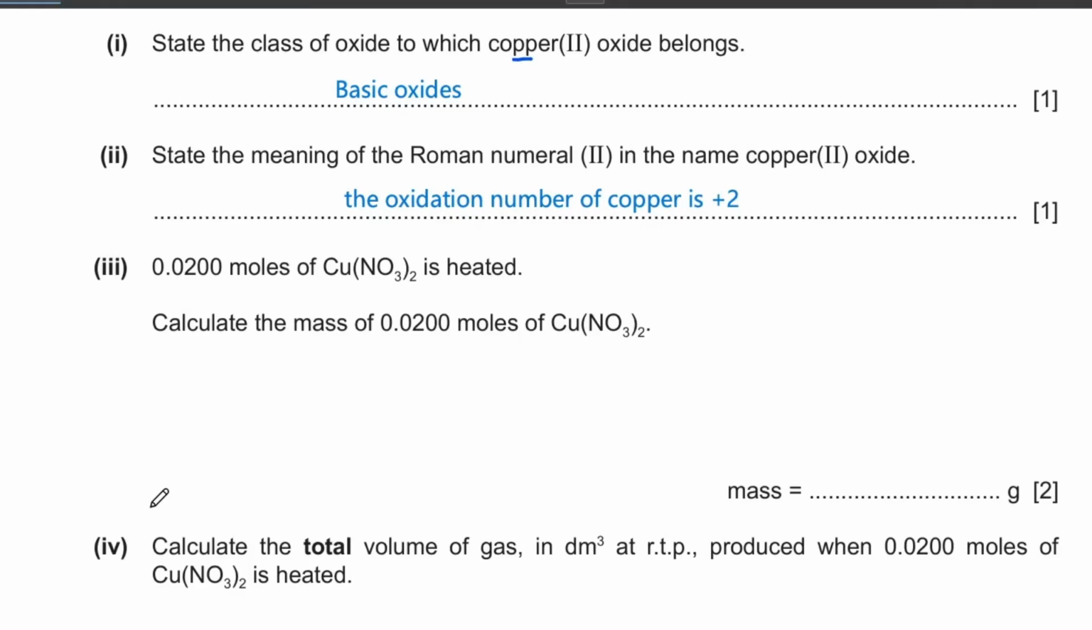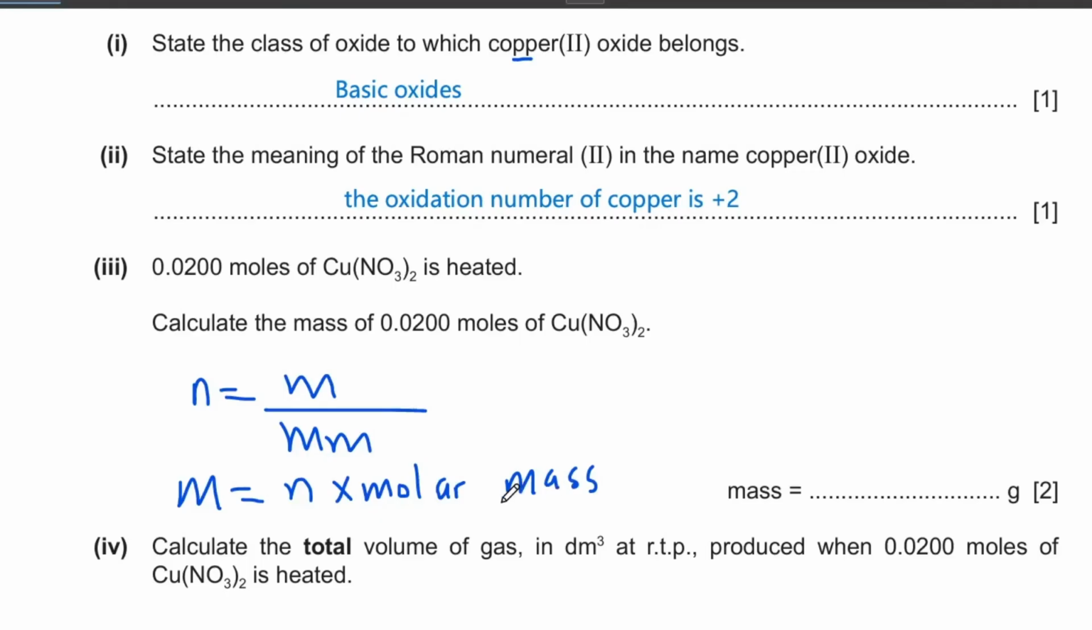So we are given the number of moles. We are asked to calculate the mass. Remember your formula. Number of moles, which is n, is equal to mass, which is m, divided by molar mass, which is Mr. So that means our mass, if we make mass the subject of the formula, is going to be equal to number of moles multiplied by molar mass. Our number of moles is given to us as 0.0200. So what we need to find is the molar mass of copper nitrate.